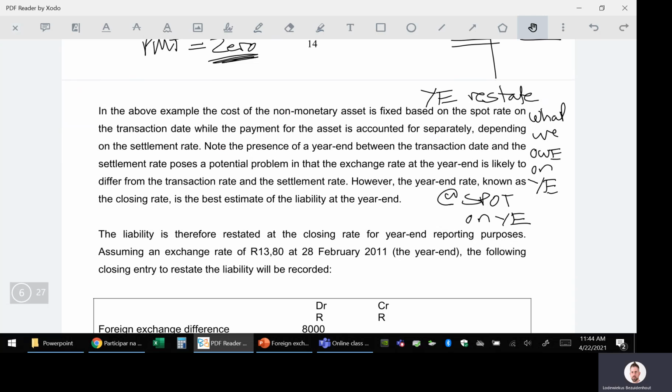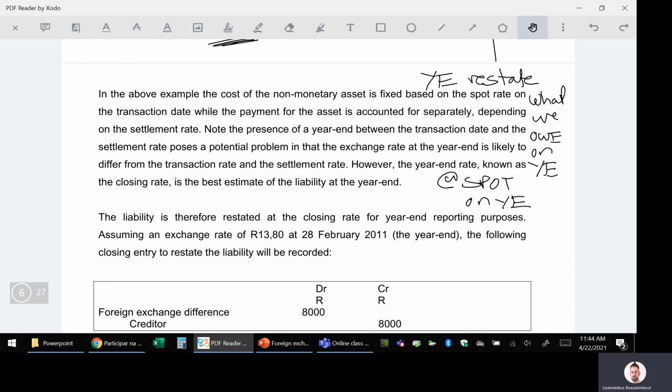So the closing rate is used for that. So we restate everything that we might owe on year end for reporting purposes. So if the year end exchange rate is 13 Rand 80, and the transaction rate was 1372, the year end rate is 13 Rand 80. So there is an increase in the rate.